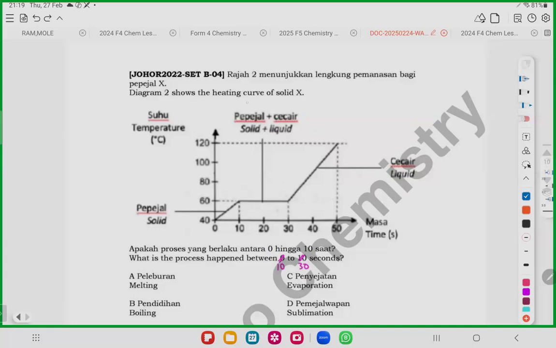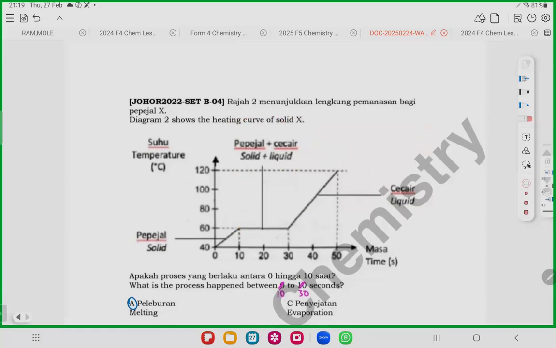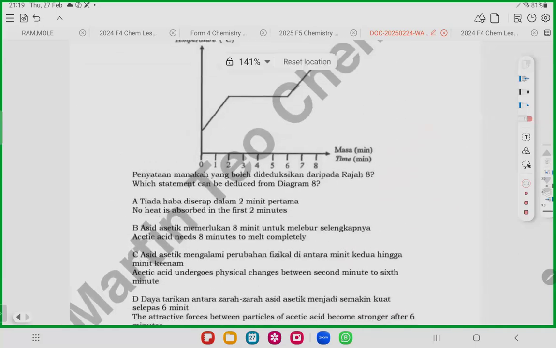This is a heating curve with one staircase, maybe it is melting, maybe it is boiling. They say this is a heating curve for solid. So when you heat a solid, it is melting. So this process is a melting process. That makes sense because melting is ongoing, so you have solid and liquid mixing together. If it were boiling, you should get liquid and gas. All right. Next one.